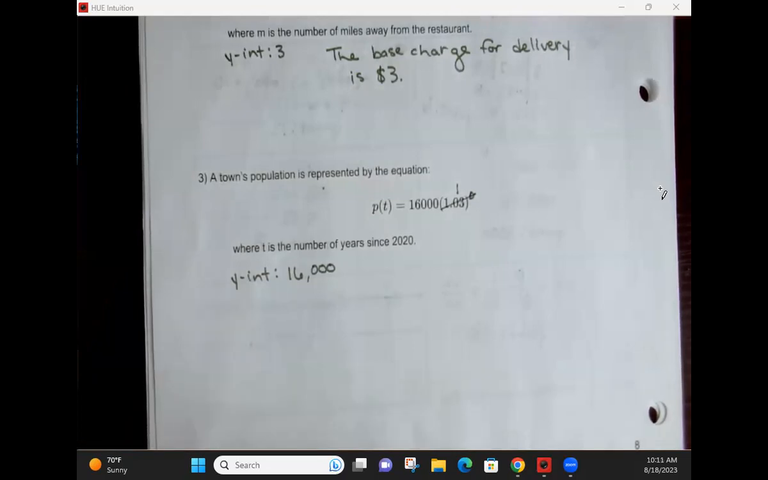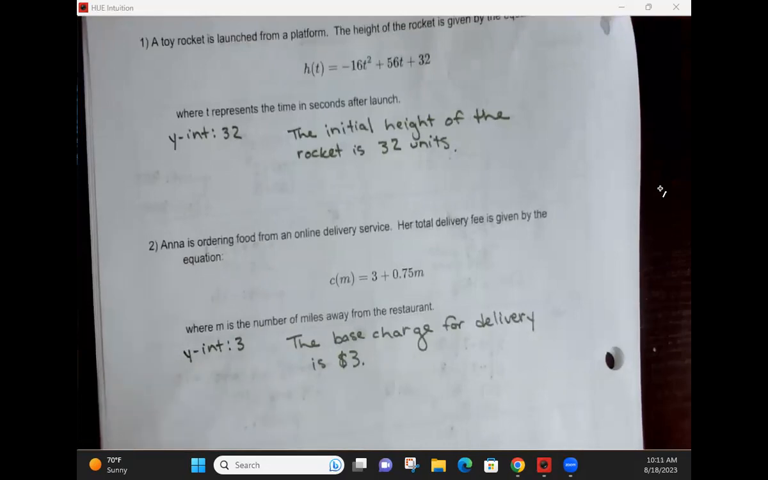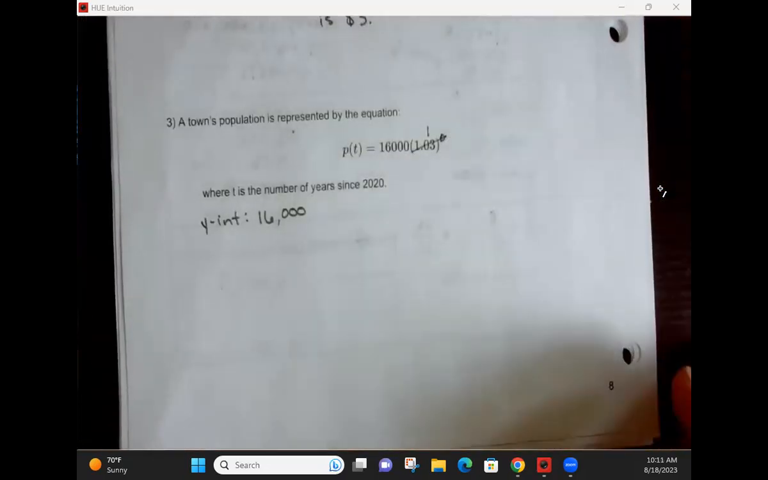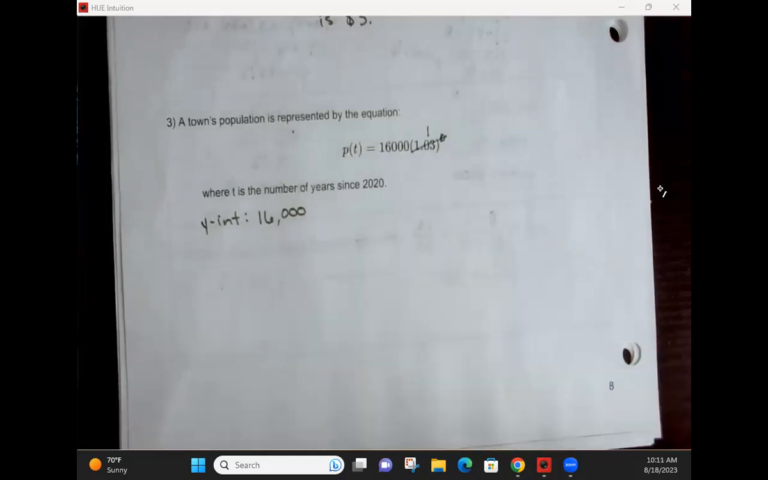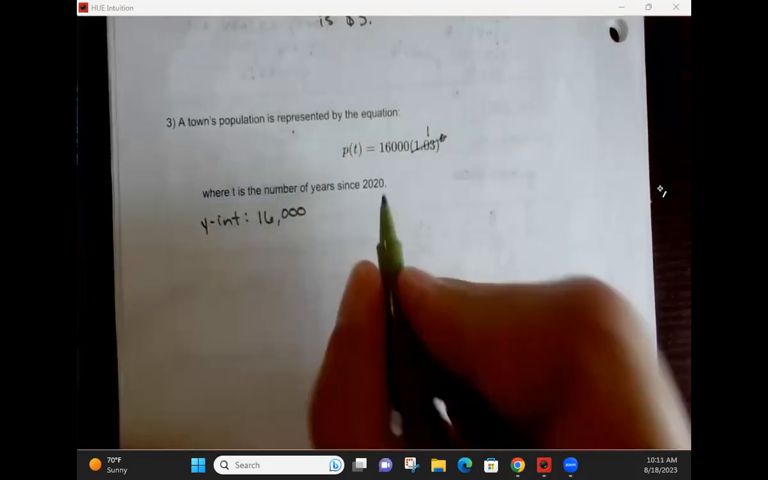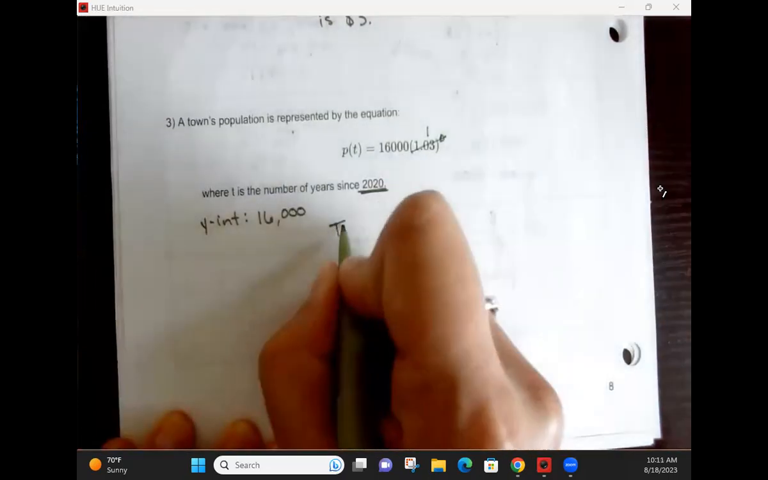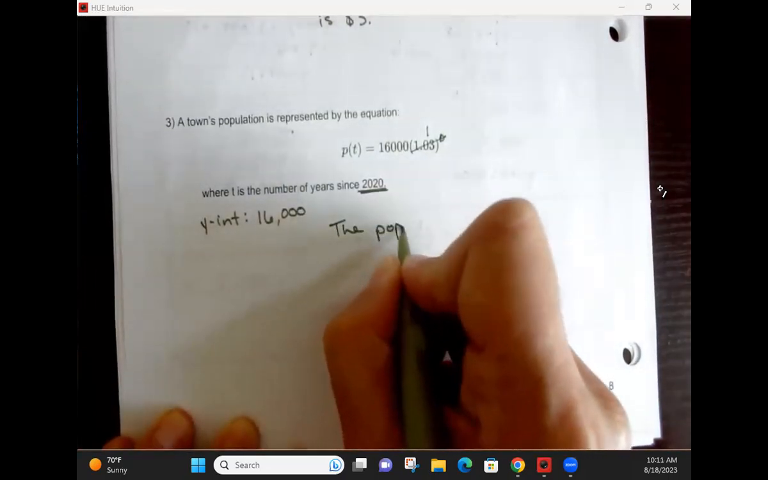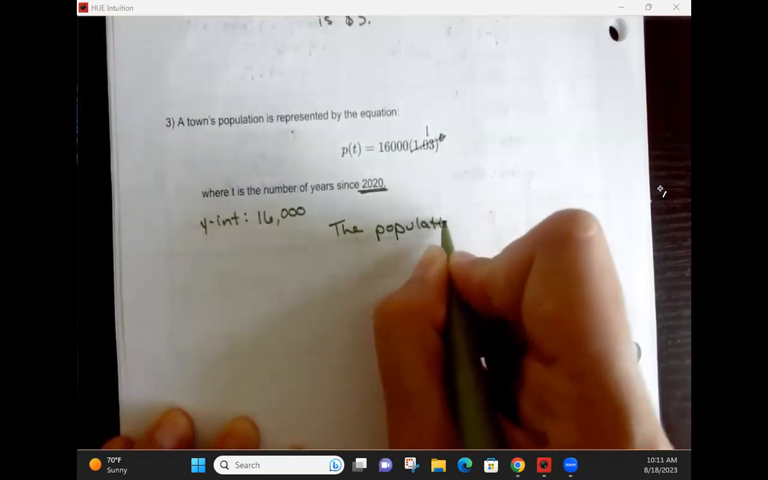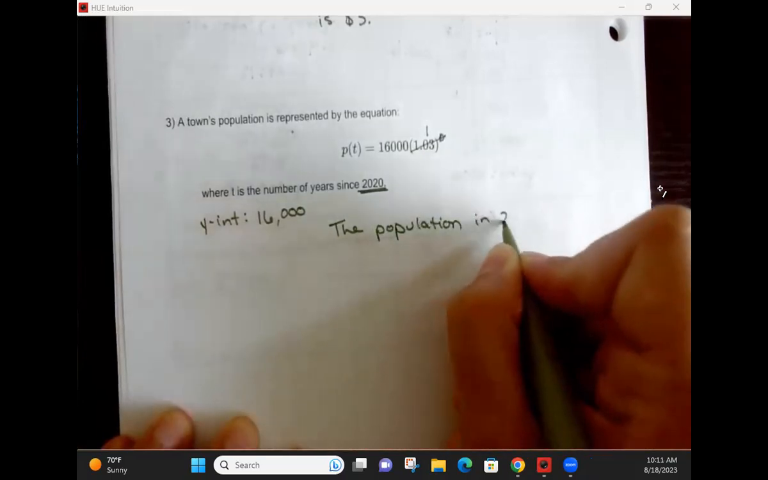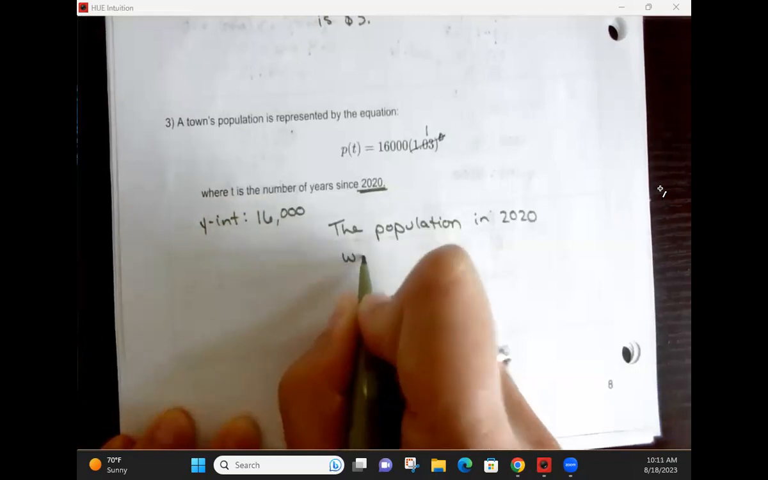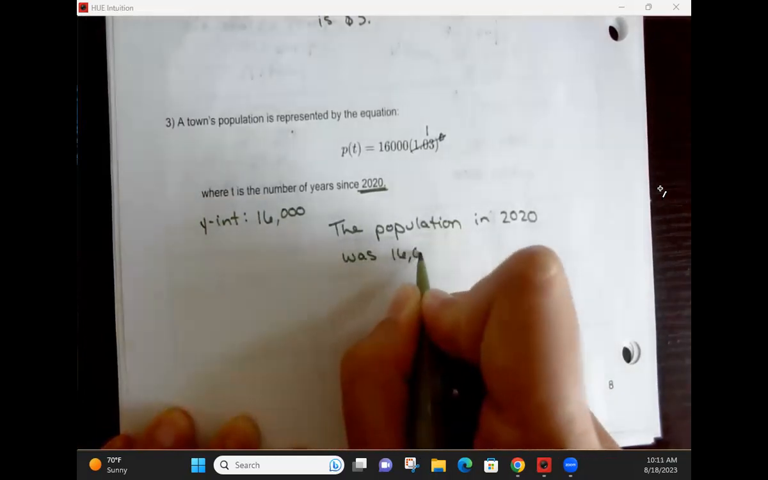This is the only one where it's not like where we're starting, right? Here, the base charge for delivery, the initial height of our rocket. For this one, that time is, I guess, when we started keeping track of the population, but I have a very specific time for that. So the population in 2020 was 16,000.